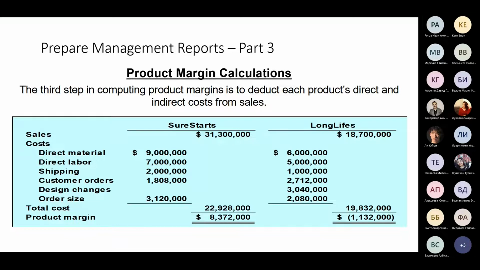And you can see on this example that the company has two basic products, Sure Start and Long Life batteries. I think you remember this example from previous class. And you can see that one product, which is a traditional one, has quite a big margin, equal to $8,000. And the second product, which is not so popular, has the negative margin because expenses are bigger than sales that they bring to the company.